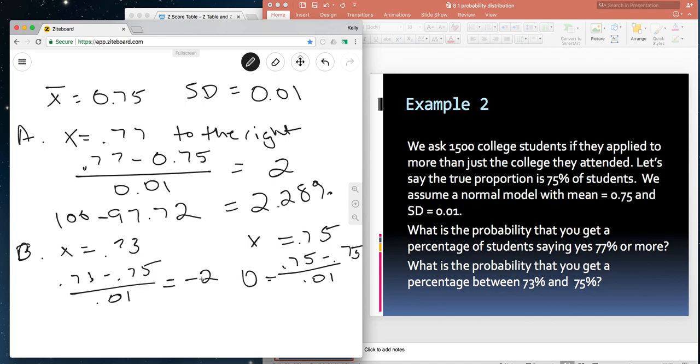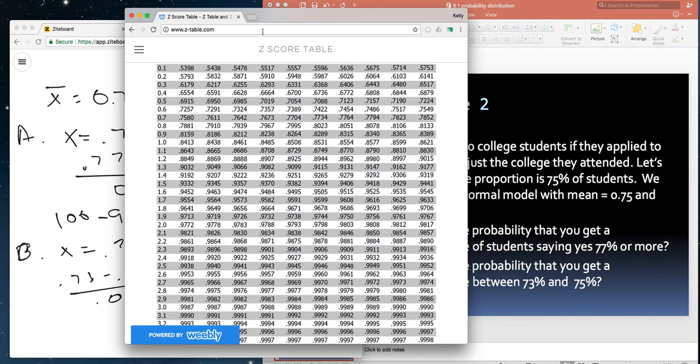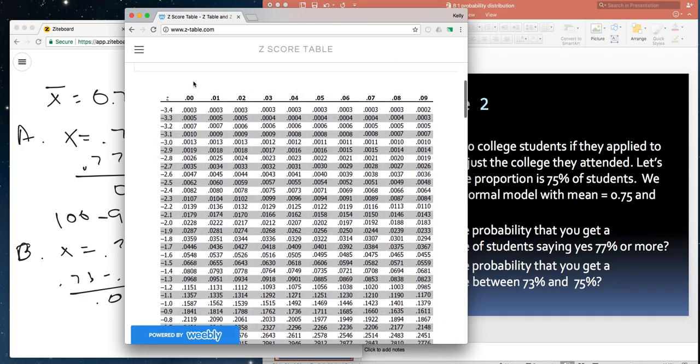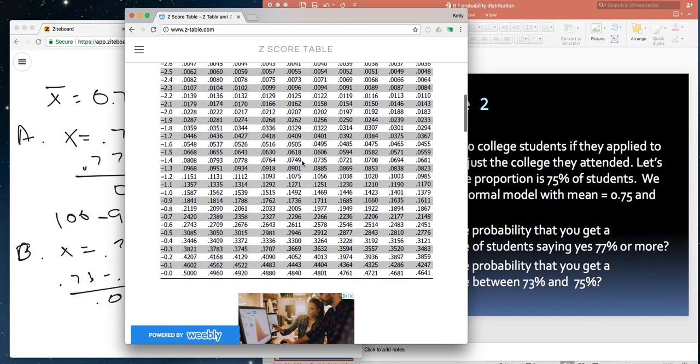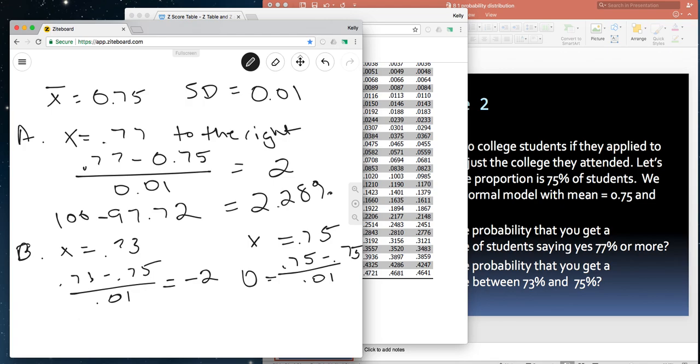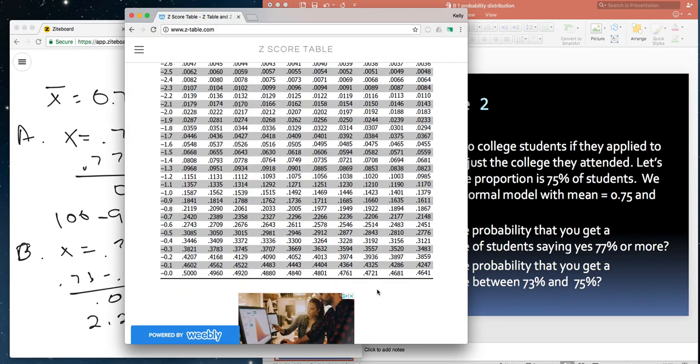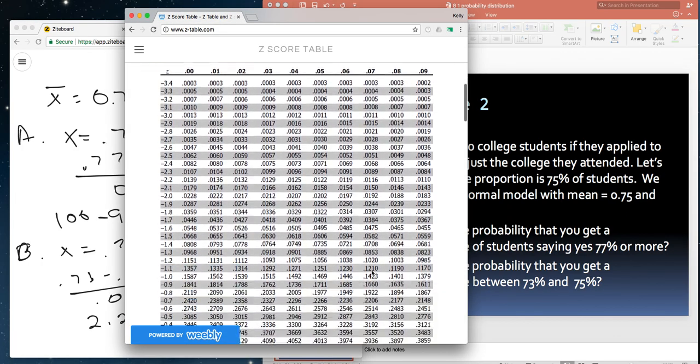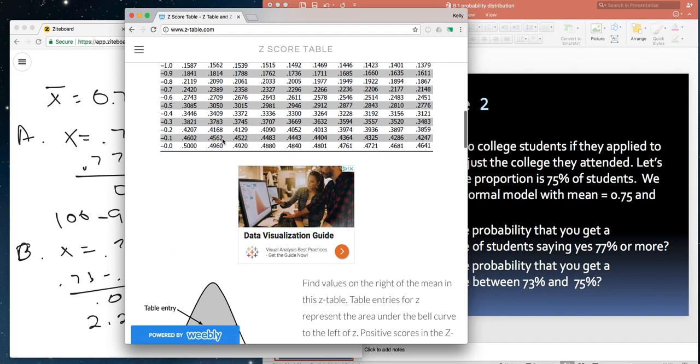So on our table, I need to find a value at negative 2, which is up here. A perfect negative 2.0 is the very first one. So that's 2.28%. And then if it's completely zero, it doesn't matter if it's negative or positive, it should make sense that at zero it's 50%.